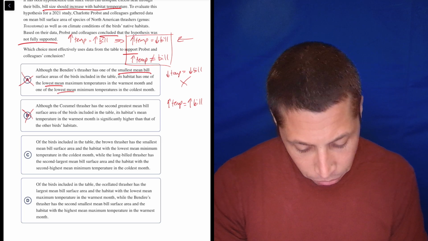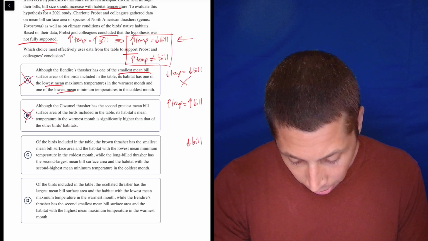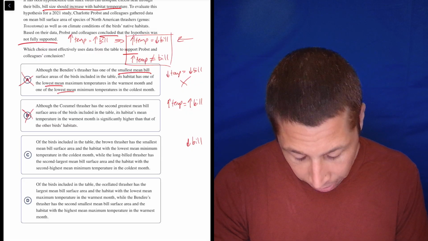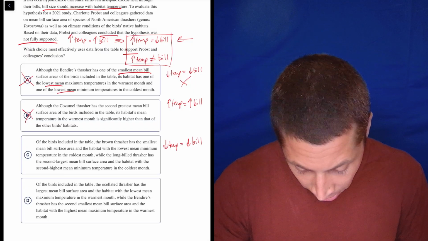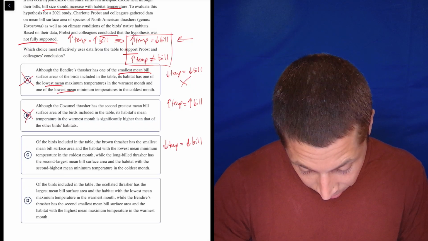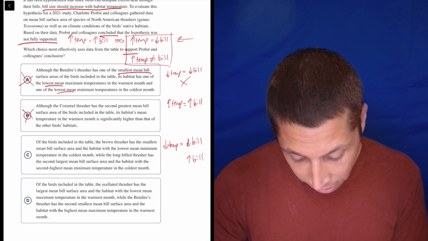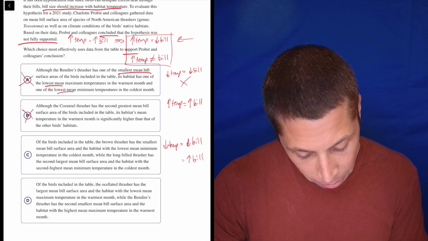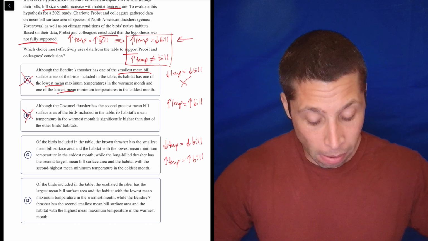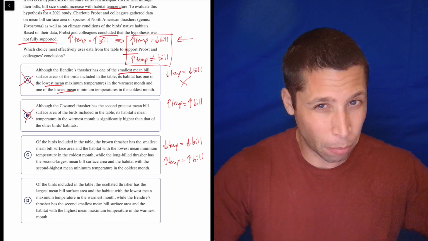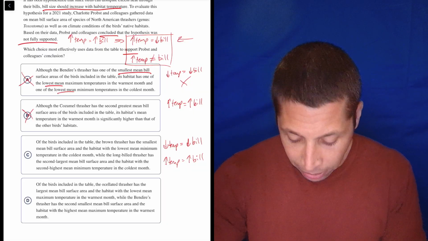Of the birds included in the table, the brown thrasher has the smallest mean bill surface area, so low bill, small bill, and the habitat with the lowest mean minimum temperature in the coldest month. Okay, so low temp. So again, this seems like the wrong direction. While the long-billed thrasher, so there's different thrashers, has the second largest mean bill surface area, so that is a big bill, with the second highest mean minimum temperature in the coldest month. So again, this is saying high temp. Both of these, they're talking about two different birds here, but both of them are going in the direction that the initial hypothesis was going. So again, I feel like this is wrong.